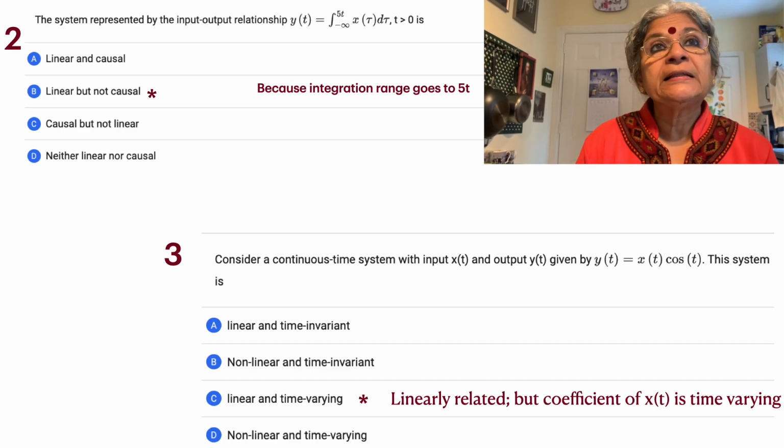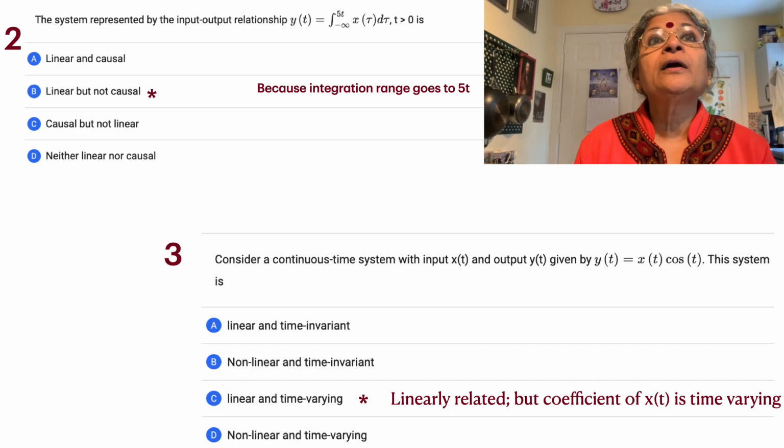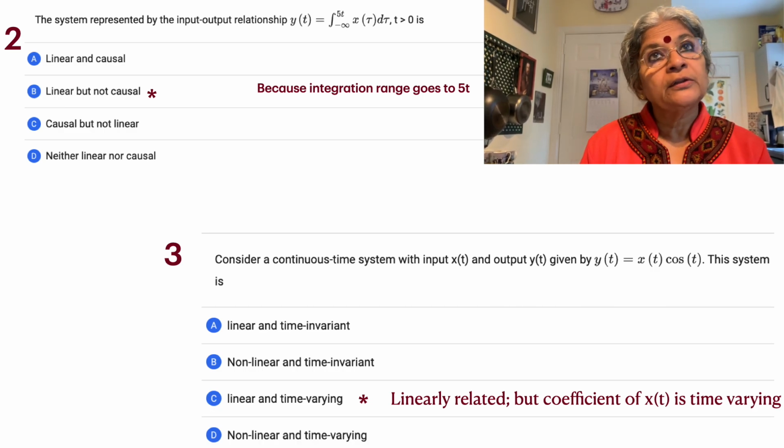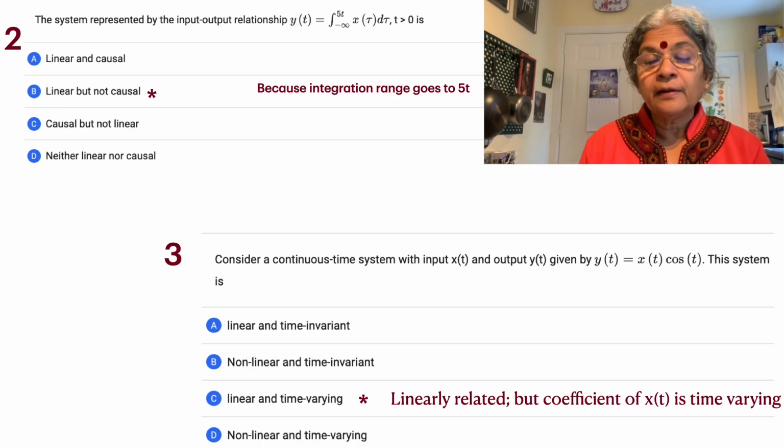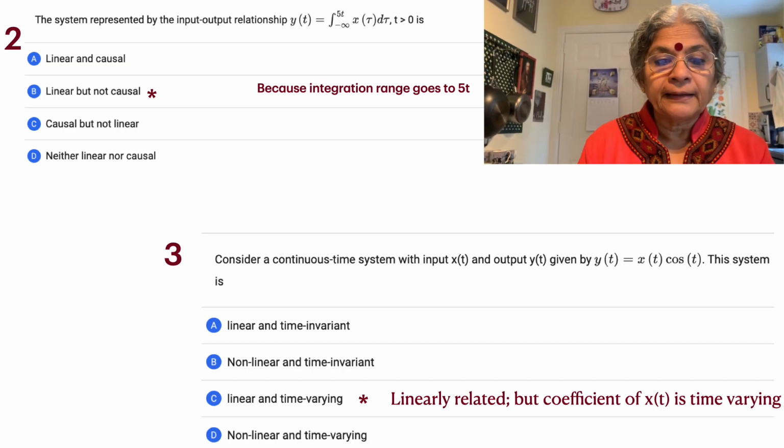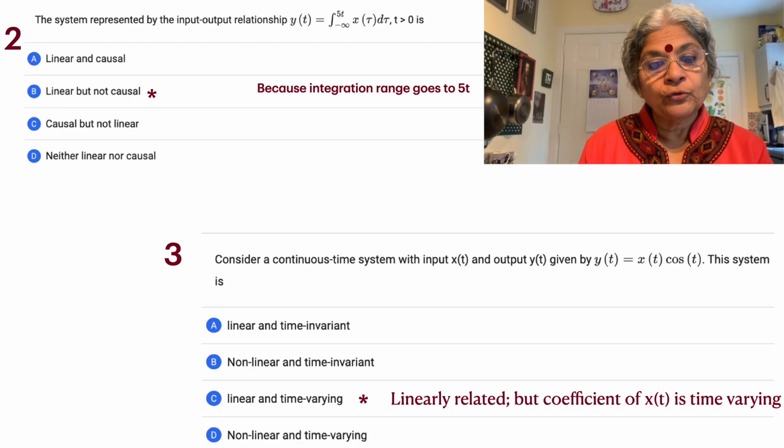We see that we have a time varying quantity as the coefficient for x(t). This is a linear system, no doubt about it, but it is time varying. So from the different options, linear and time invariant, non-linear and time invariant, linear and time varying, we go for option C. Because cos t varies with respect to time, and that changes the value of the output because that value gets multiplied by x(t). So we have a time varying linear system here.